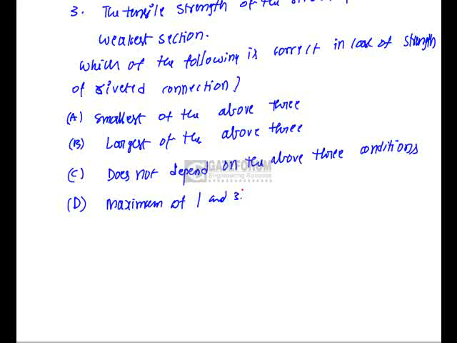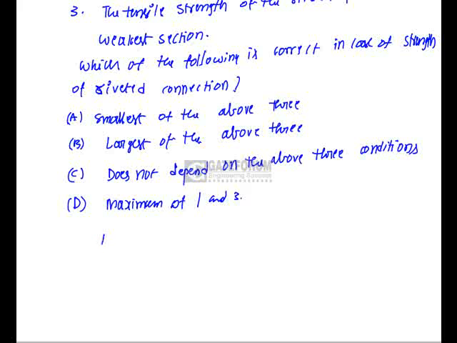In case of a riveted connection, the following terms are mentioned, and we have to choose the appropriate answer for these conditions. One is the shearing strength of the rivets, the bearing strength of the rivets on the riveted material, and the tensile strength of the riveted part at the weakest section. Which of the following is correct in case of strength of rivet connections? When calculating the strength of rivet connections, we calculate the shear strength, bearing strength and tensile strength of the riveted part at the weakest section.